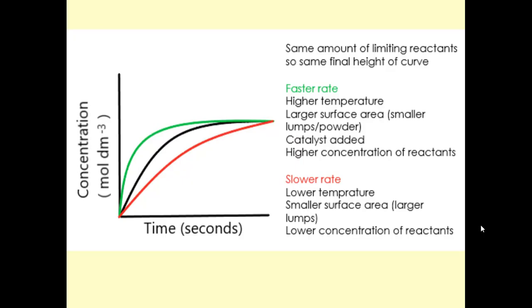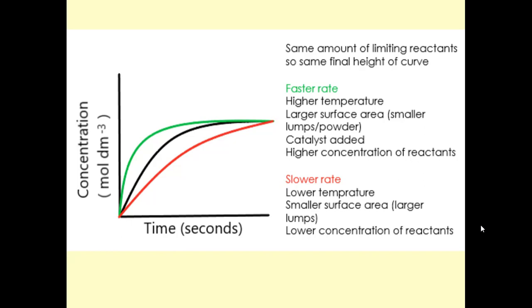As an example, our original line was in black. Let's assume we've got the same amount of limiting reactant, so you're going to get the same final height on the curve. The line in green shows that we've got the same final height of the curve, but a faster rate of reaction because we've got a steeper gradient. That would happen if we had a higher temperature.